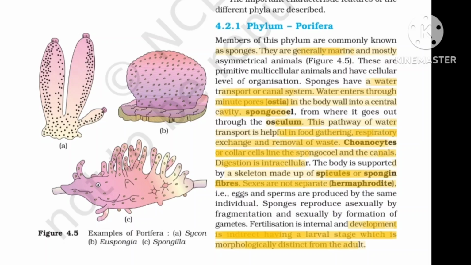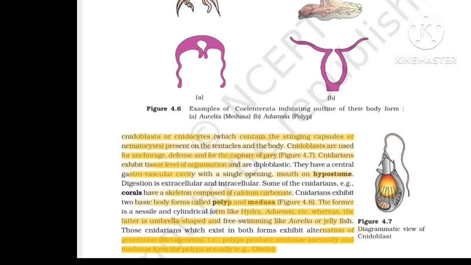The sponges have a water transport or canal system in which water enters through the ostia, passes through the spongocoel, and goes out through the osculum. This pathway helps in food gathering, respiratory exchange, and removal of waste. They have choanocytes or collar cells which line the spongocoel and the canals. Digestion is intracellular, and instead of bones they have spicules or spongin fibers. Sexes are not separate, and development is indirect, having a larval stage which is morphologically distinct from the adult.